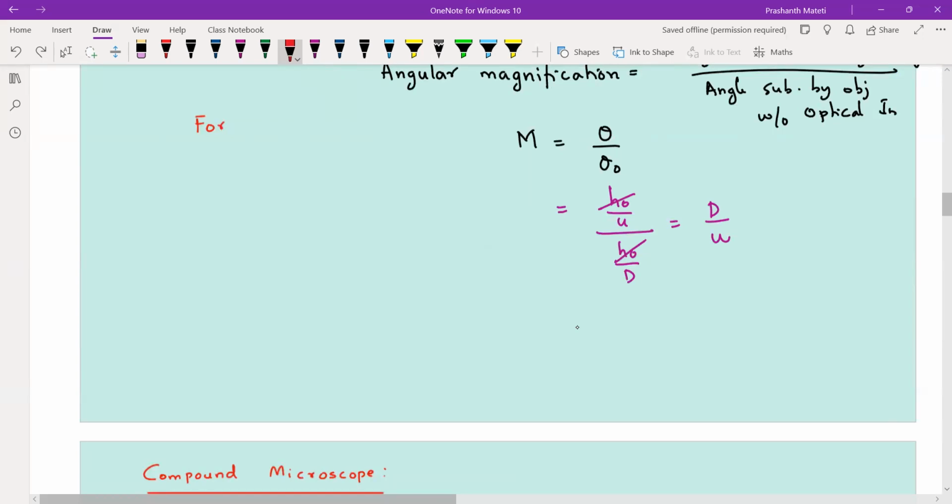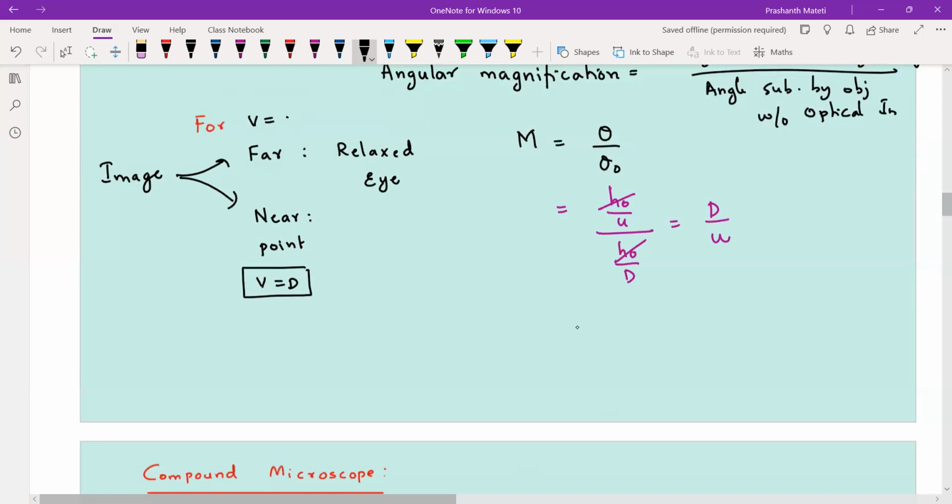But where should the image be formed? If you want to see this image, it can be formed at a distance, and there are two things here. If the image is formed very far, then I will be relaxed. I can see things relaxedly. That is what we call relaxed eye magnification. If the image is formed near, that means at the near point, where the distance is d, that is where v is equal to d here. Here v is equal to infinity. So when the image is formed at the near point, the eye will be strained. That is what we call strained eye magnification. So how much is the relaxed eye magnification, and how much is the strained eye magnification, we want to find.